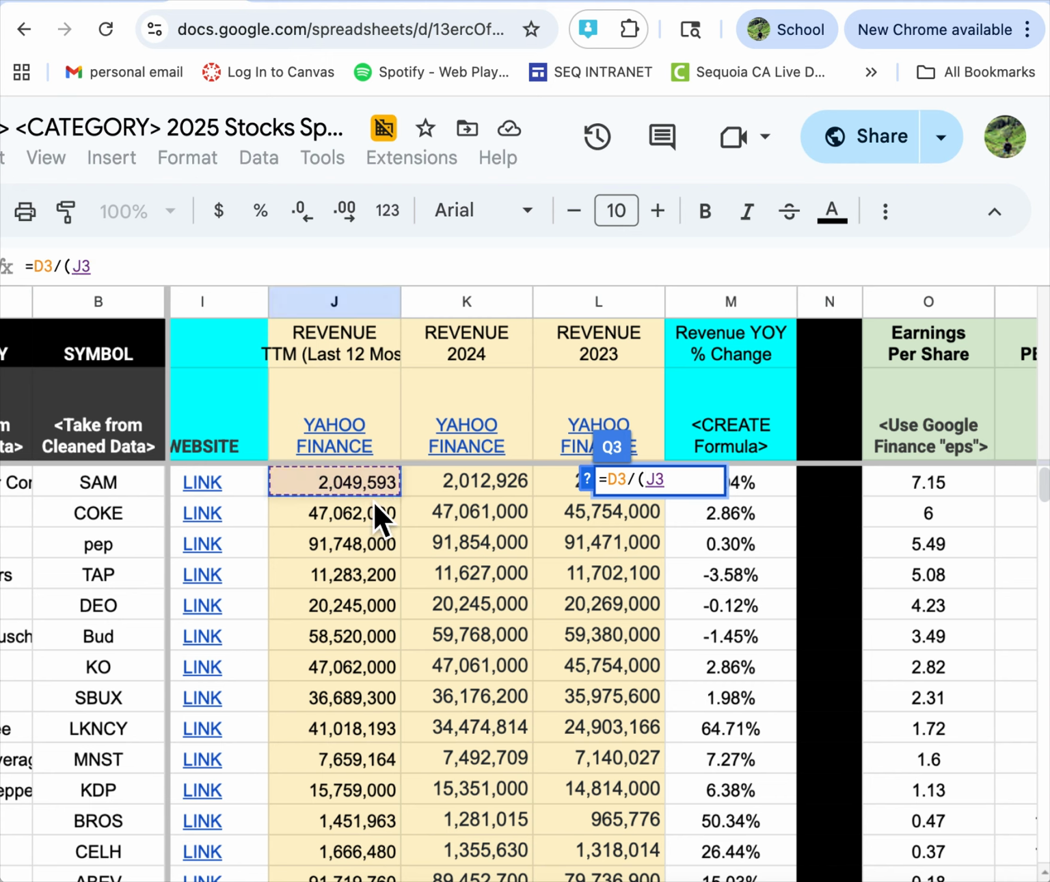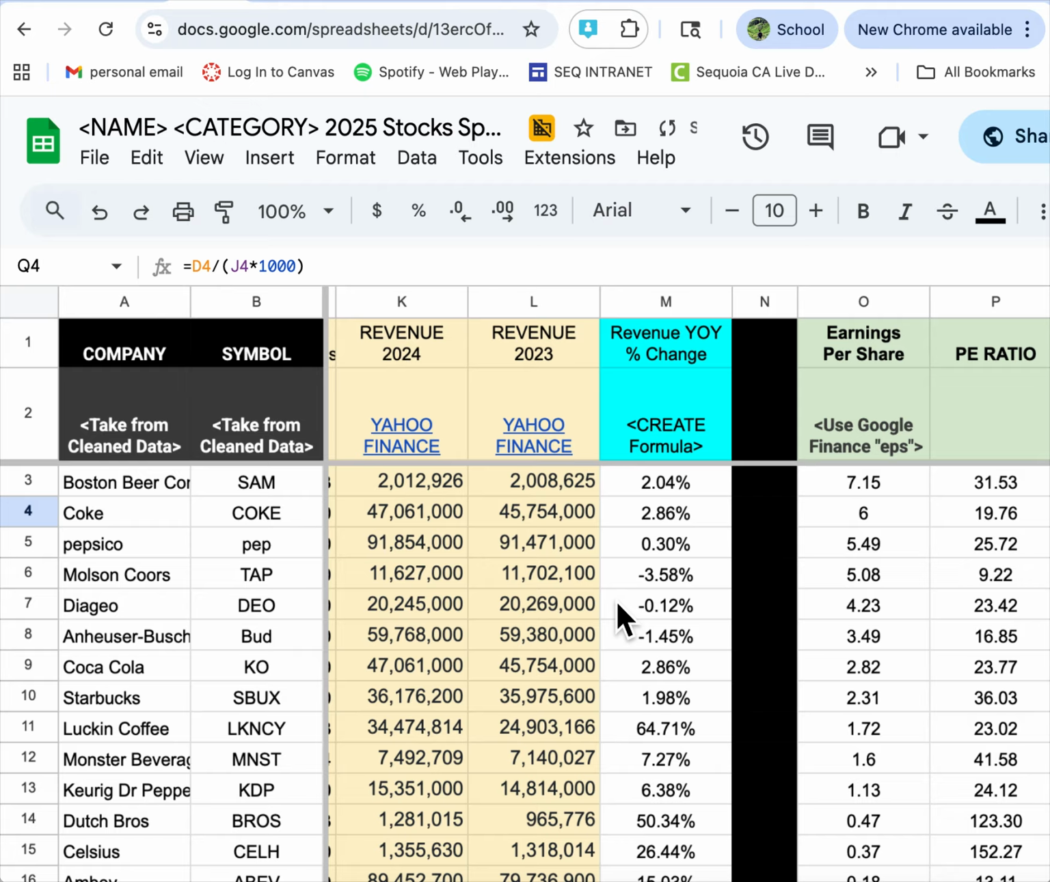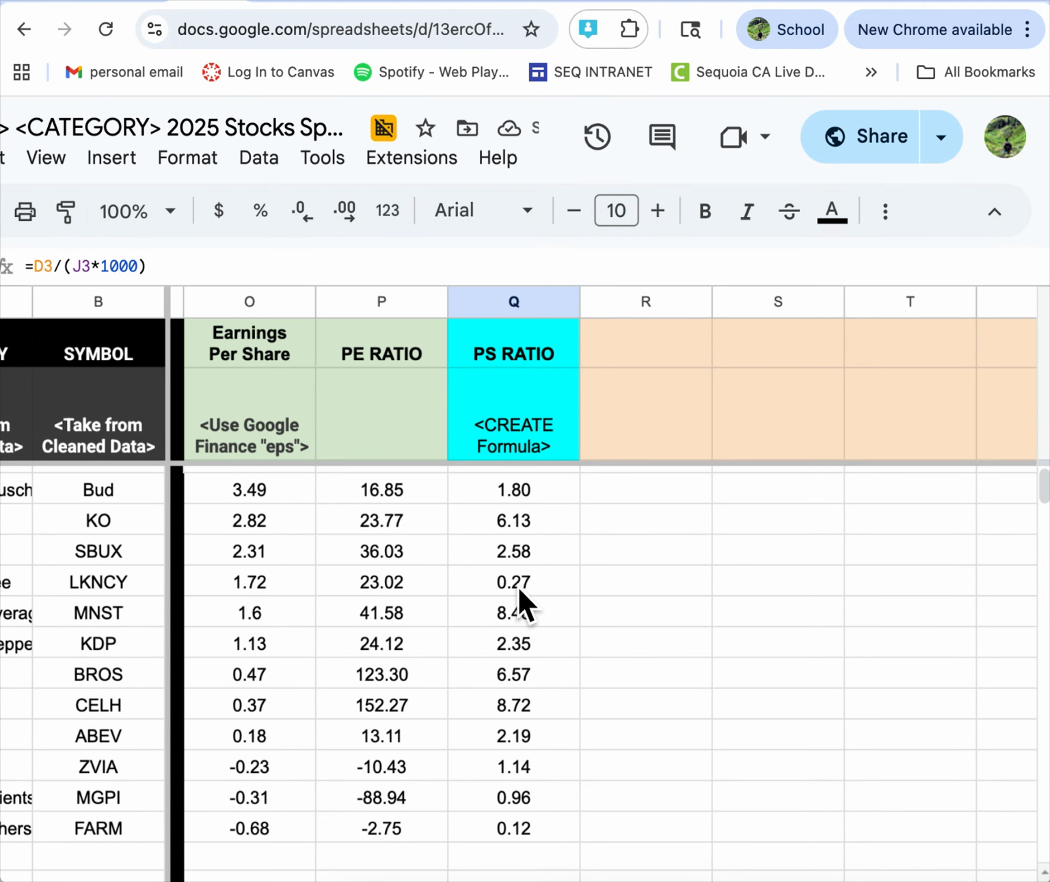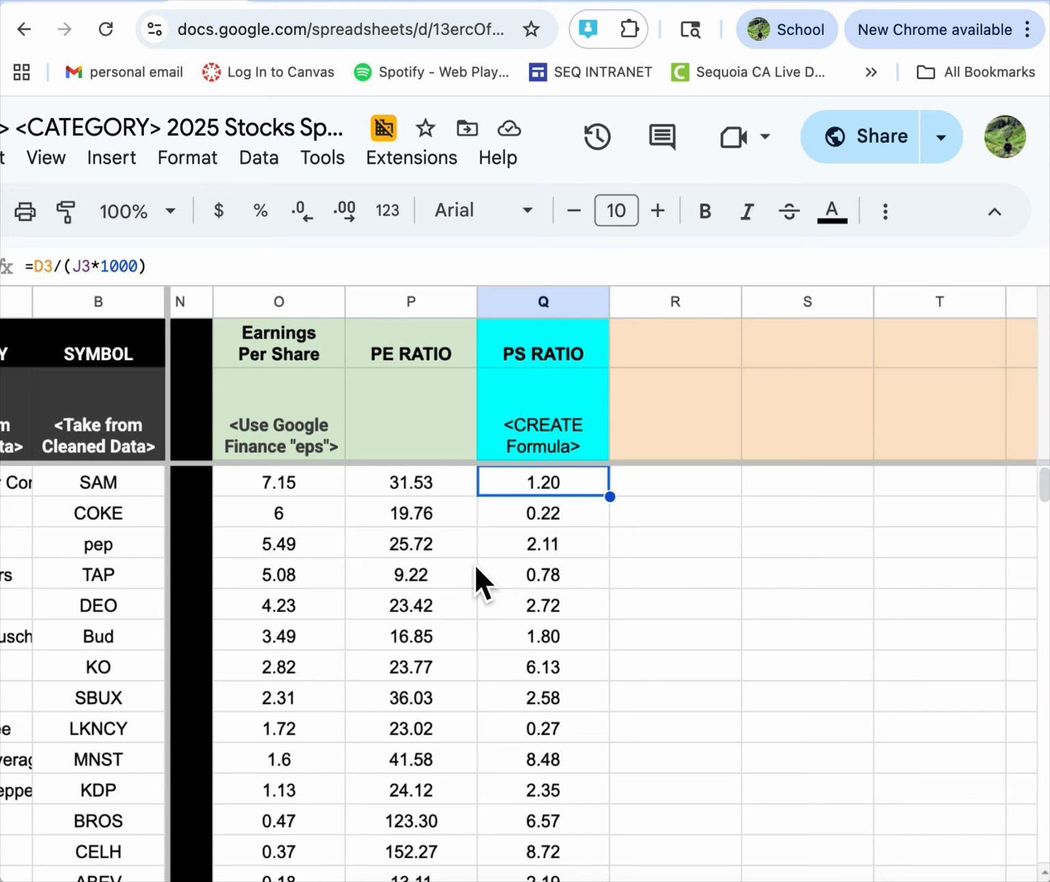Okay. The only thing is that this number is actually 1,000 times bigger because these are in thousands. So right now it looks like it's 2,049,000, but actually this is 2 billion. So to scale that up, I just multiply by 1,000. All right, so there's your PS ratio. Usually this is lower, and that is how we calculate it all.